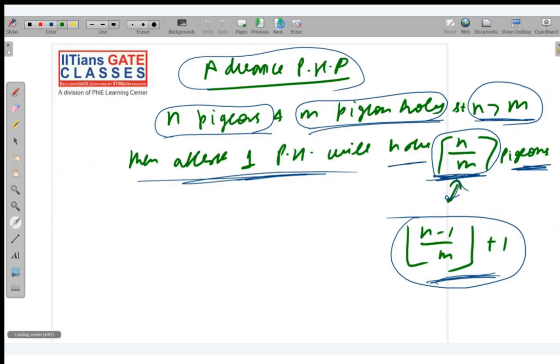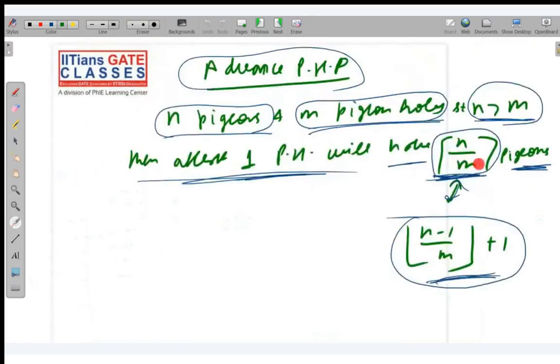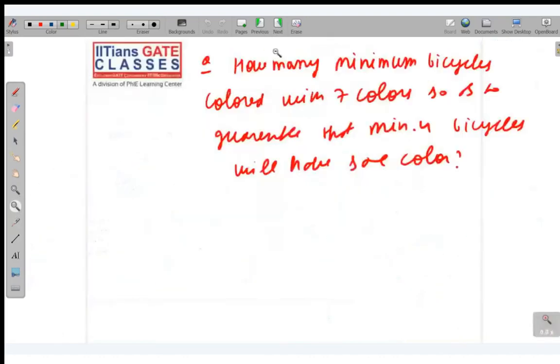We have started it and I have properly proven why the ceiling of n by m is correct, with the help of an example, and we simply applied common sense and nothing more than that. The basic idea is that we have to guarantee something, something that is always true. I hope this was clear to everyone, and now let's start today's class.